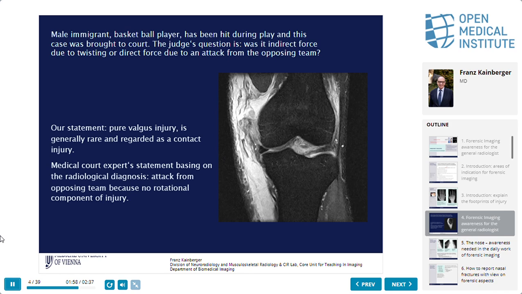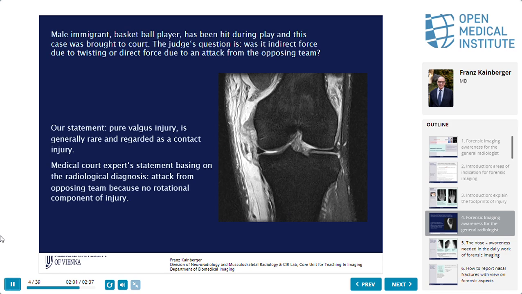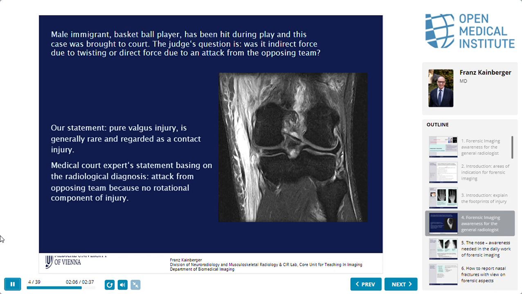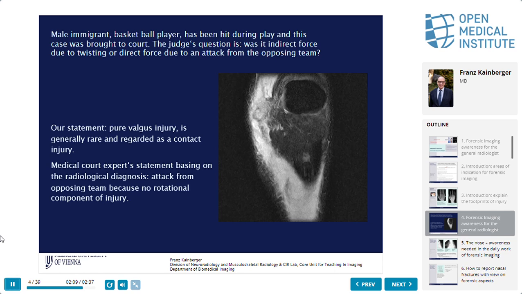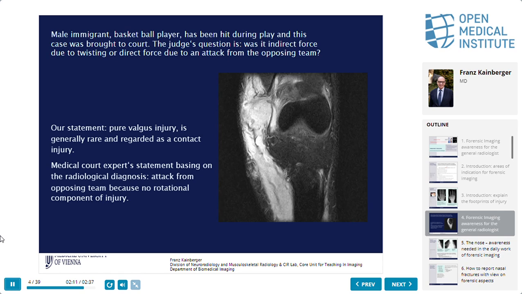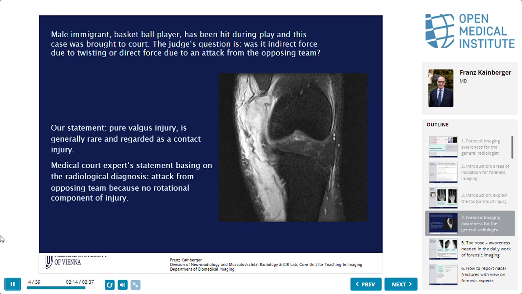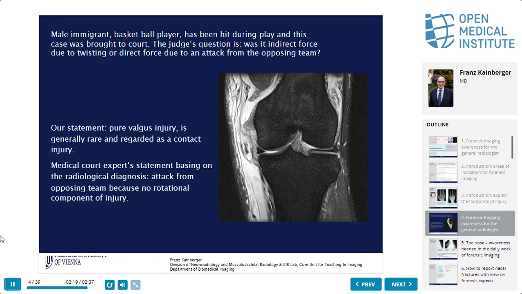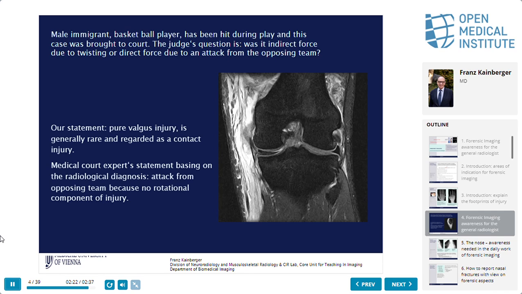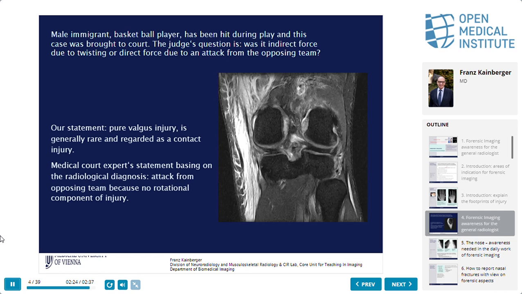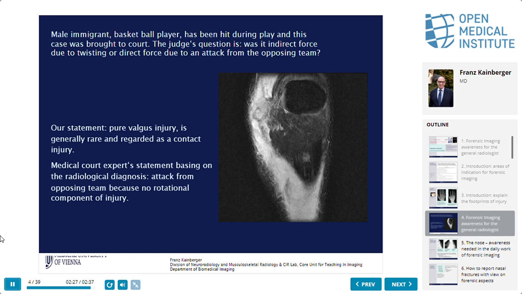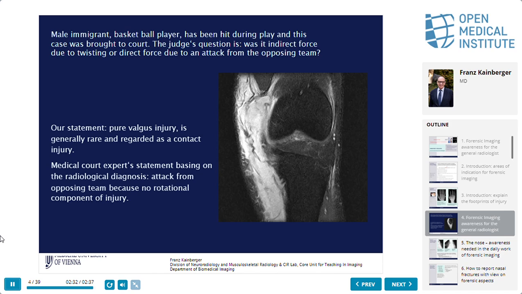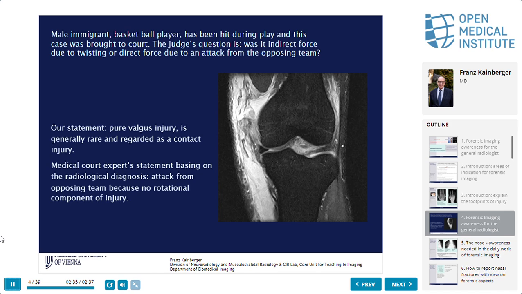I'm wondering if it was some twisting, would you probably also see some bone marrow edema? Yes, exactly. Twisting injuries would have a rotational component, would probably have cruciate ligament abnormality, bone marrow edema, meniscal injury, and complex corner injuries. But what you see here is a really pure valgus injury, and that nicely explains that somebody hit his knee from outside so that he had this valgus injury.